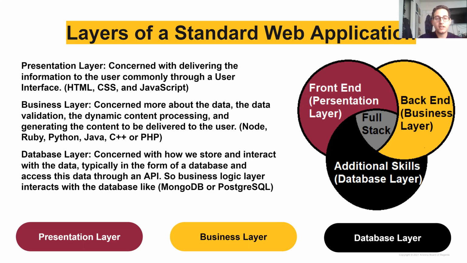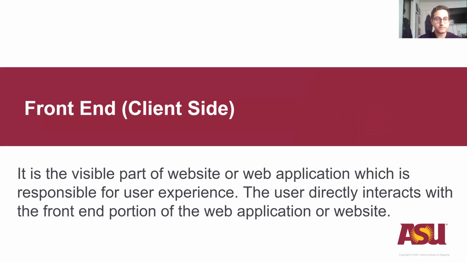And we can access this data through an API. And as we can see in the diagram to the right, we have our front end, which is the presentation layer, back end, which is the business layer, and additional skills, which is the database layer, which essentially all comes together to make a full stack developer.